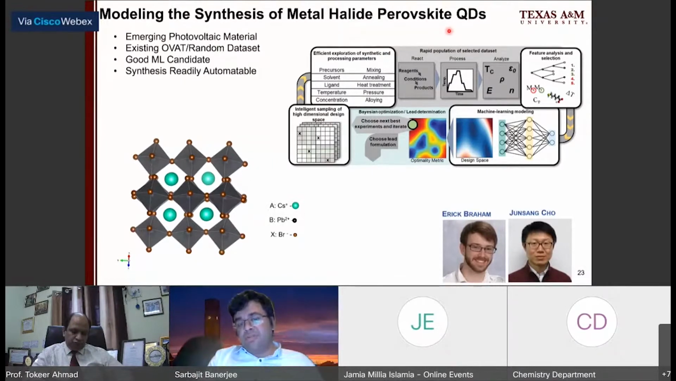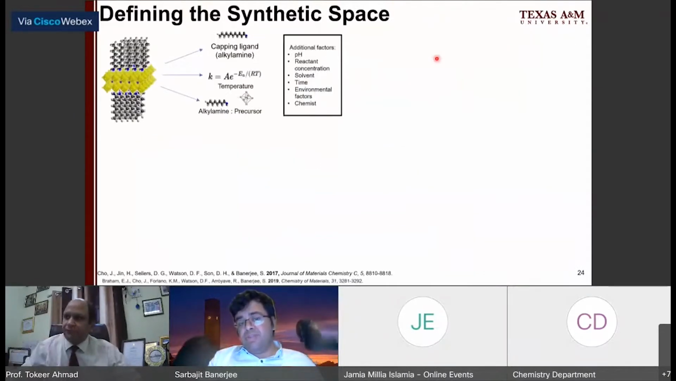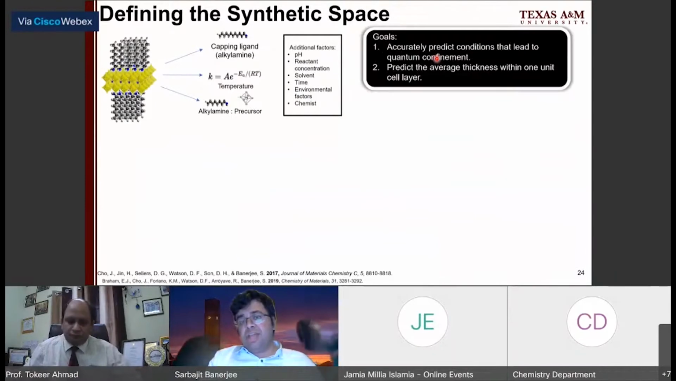So in the world we're talking about, the robots will need to be powered by machine learning. This is the work of Jun-Sung Cho and Eric Bram, who have taken the perovskite halide quantum dot system and studied the synthesis of it. There's a lot that goes in, right? Precursor, solvent, ligand, temperature, concentration, mixing conditions, heat treatment. How do we build a model such that you can have a robot make these and build with machine learning predictions that will allow us to very precisely control the dimensions of a quantum dot?